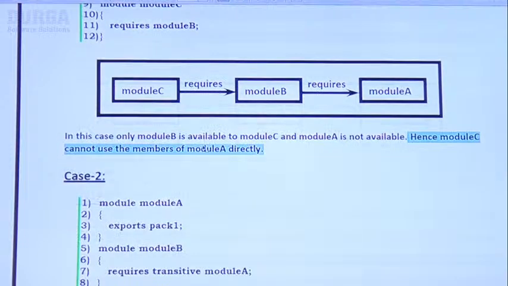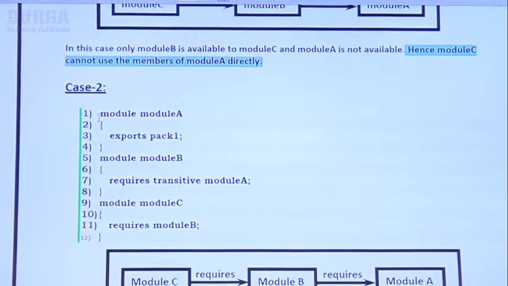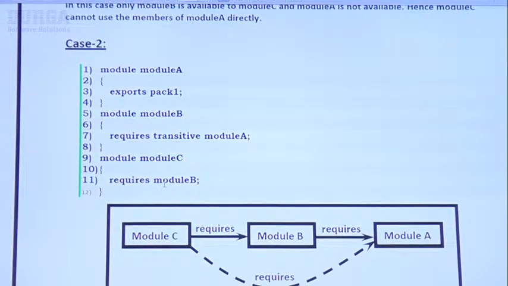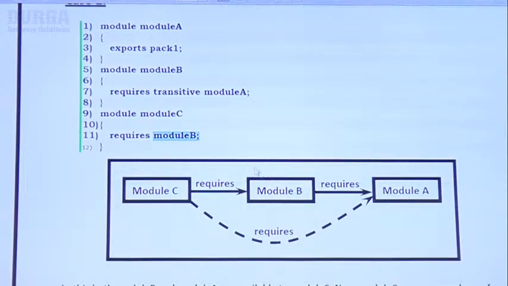Okay. Next, case 2, sir. Same thing only: module A, module B. Module B requires transitive module A. Module C requires module B. Clear? Have you observed, right? Sir, module C requires module B, which requires transitive module A.